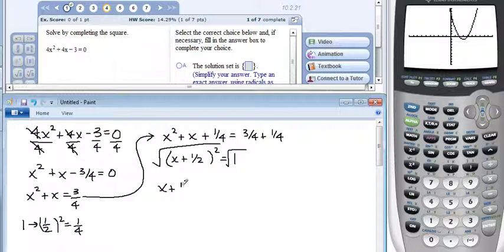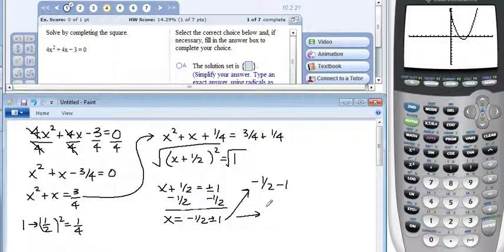And I can take that out. Square root of 1 is 1. We're back to these really easy ones with the radical being a perfect square. And I subtract my half across. So I have -1/2 plus or minus 1. Well, that's going to split into -1/2 minus 1 and -1/2 plus 1. So this would be -3/2, and this is 1/2. Okay? So that's how those go.